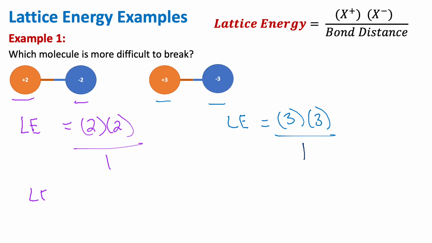So this first molecule will have a lattice energy of 4, whereas the second molecule will have a lattice energy of 9. Since this molecule has the higher lattice energy, it's going to be more difficult to break compared to this molecule, which only had a lattice energy of 4. Once again, we looked at the charge of the cation, multiplied it by the charge of the anion, and divided by the bond distance. The bond distance was the same in both of the questions, so we just represented that as 1. You don't even have to put the 1, because you know the bond distance is the same, so you're just going to focus on the charges and figure out which charges are producing that larger value. So this molecule is going to be more difficult to break because it has that higher lattice energy.